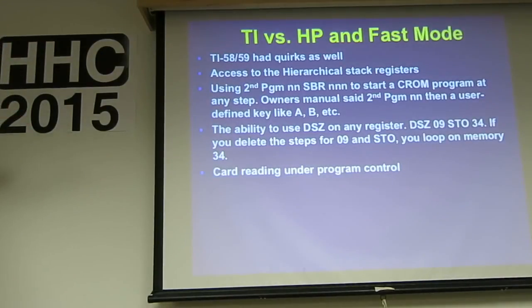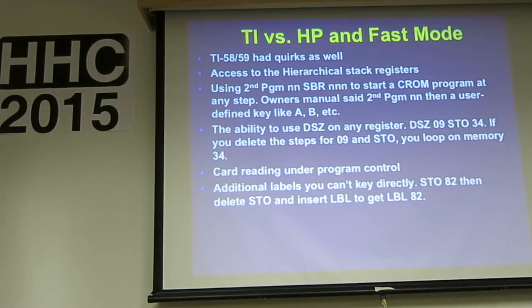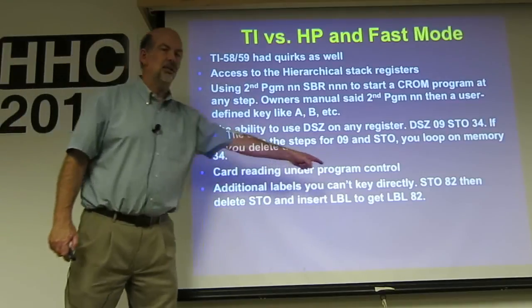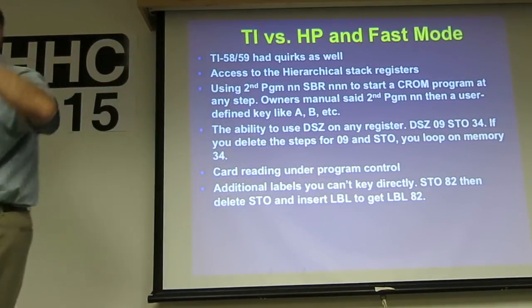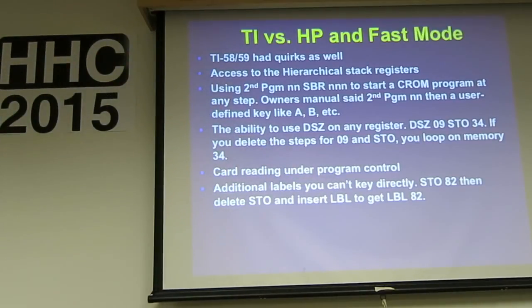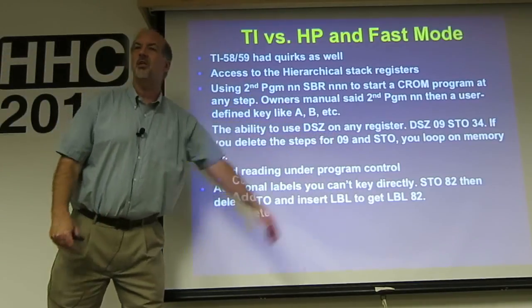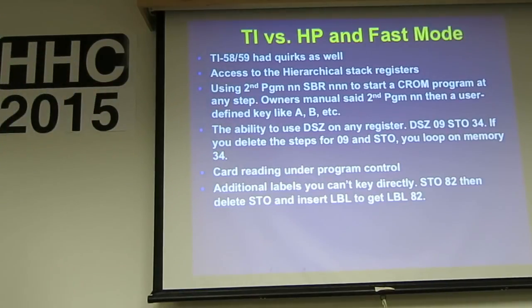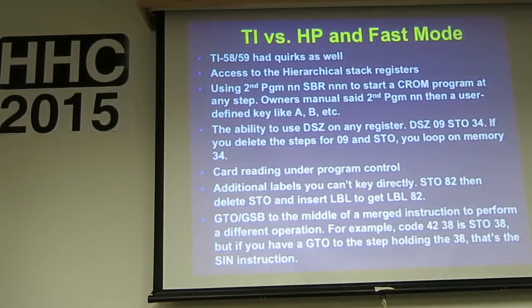Card reading under program control, think merge. They found that would work. Additional labels you couldn't key directly. You really can't key label 82; 82 is a key code position down here. But again, you could put store 82 to get the 82 in memory, then go back and delete the store and put in the label key code, and it would work. So a lot of the tricks had those kinds of features on them.